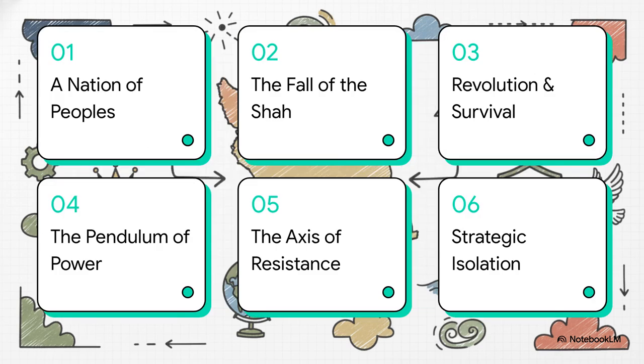All right, so here's how we're going to break this down. We're going to journey through 6 key periods to see how this complex nation was formed, from its internal makeup to its, well, kind of lonely and defiant position on the world stage.